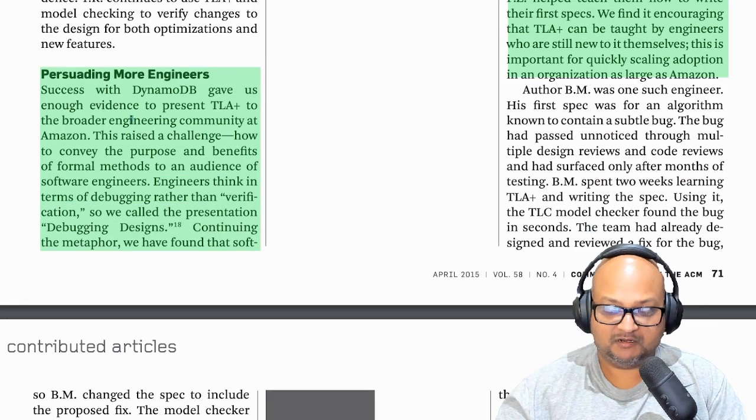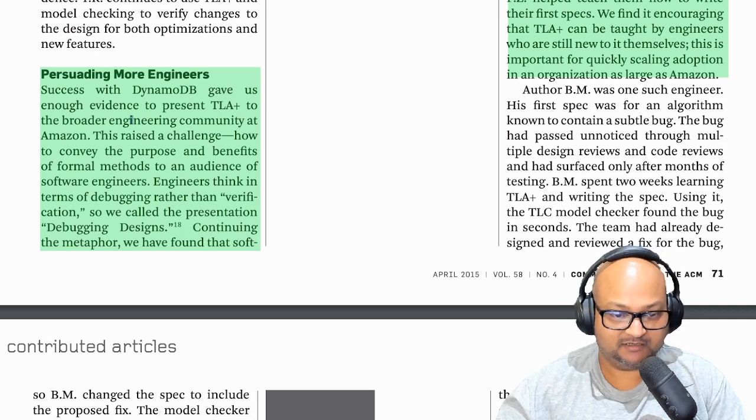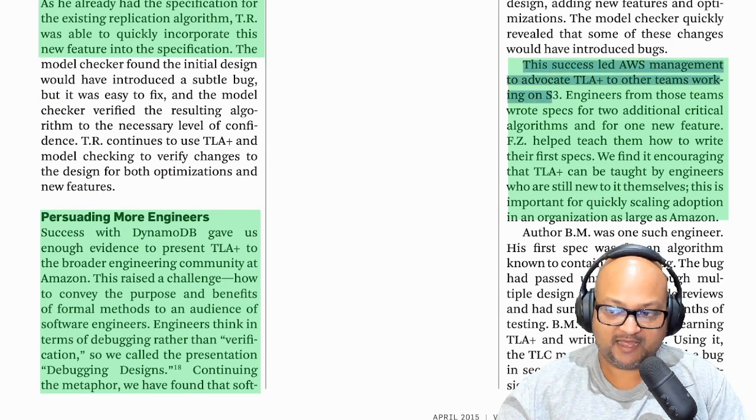A crucial part of adopting a new method like this is to change the software engineering culture in the organization. And this experience report talks a little bit about how the authors did that. They had some initial success with using TLA Plus on DynamoDB, and they then went on to try and talk about these methods and persuade the broader engineering community inside Amazon. This was a grassroots effort, but this success was noticed by management, and ultimately they bought into it as well.